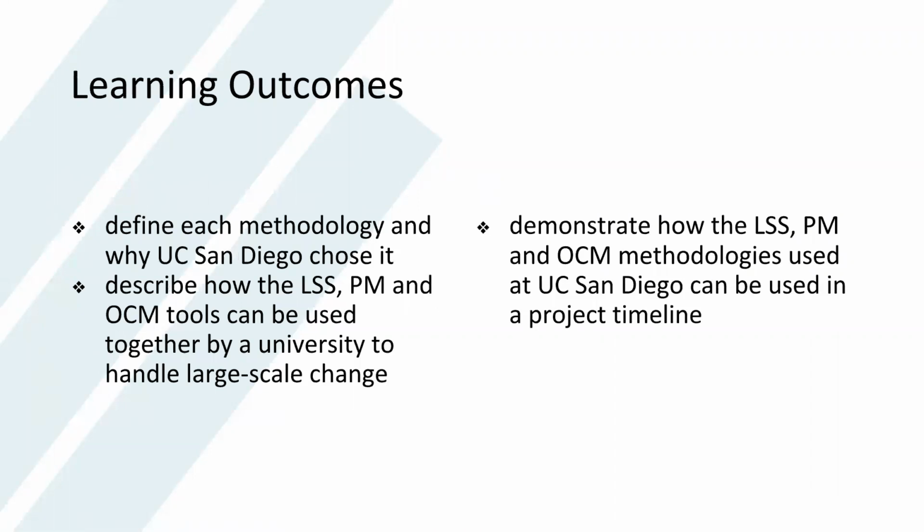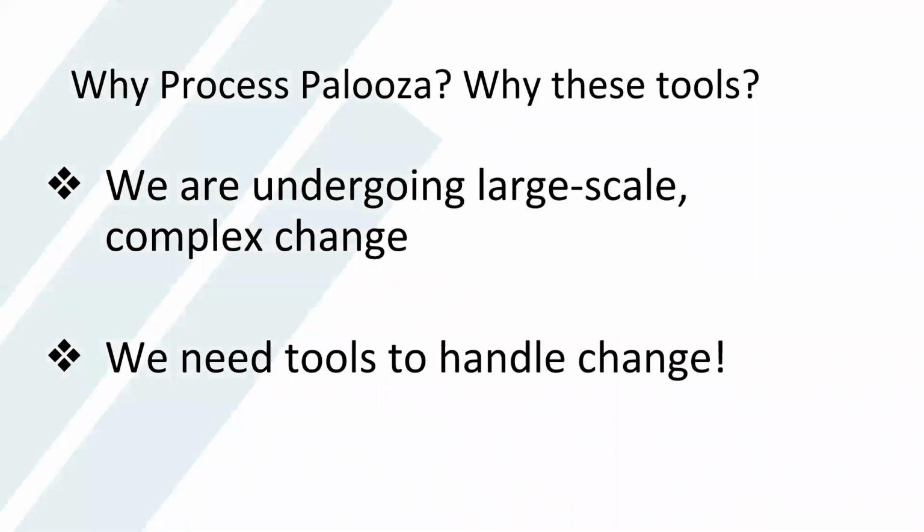So our learning outcomes today: I would like you to be able to walk away being able to define each methodology and why UC San Diego chose it. You should be able to describe how Lean Six Sigma, project management, and organizational change management tools can be used together by a university to handle large-scale change. And you should also be able to demonstrate how these three tools are being used at UC San Diego. I get that question a lot, which is like, we have so many tools, when am I supposed to use them all? So those are our learning outcomes for today.